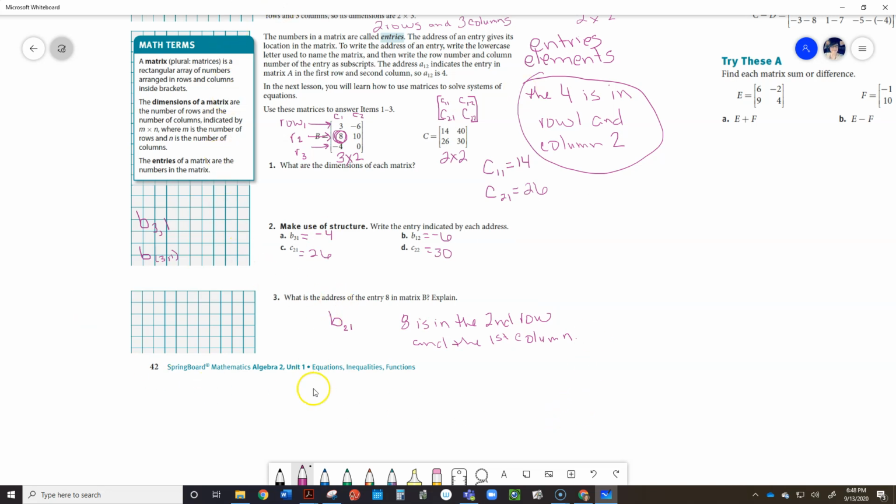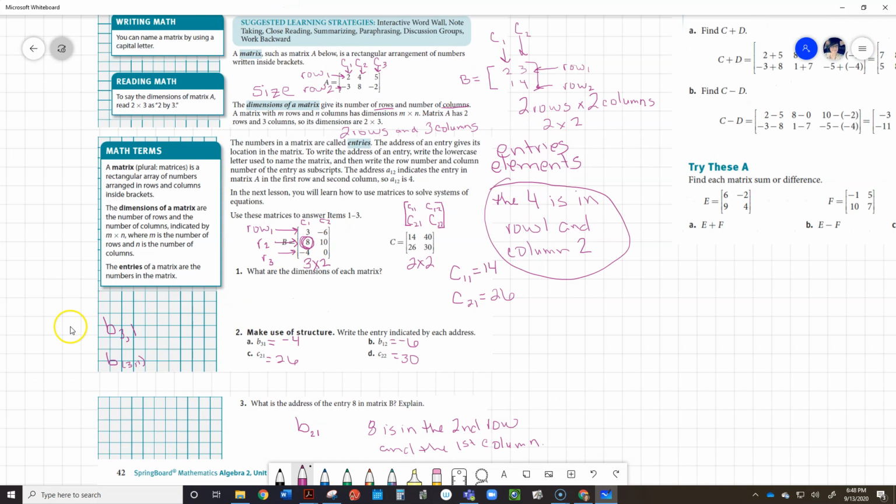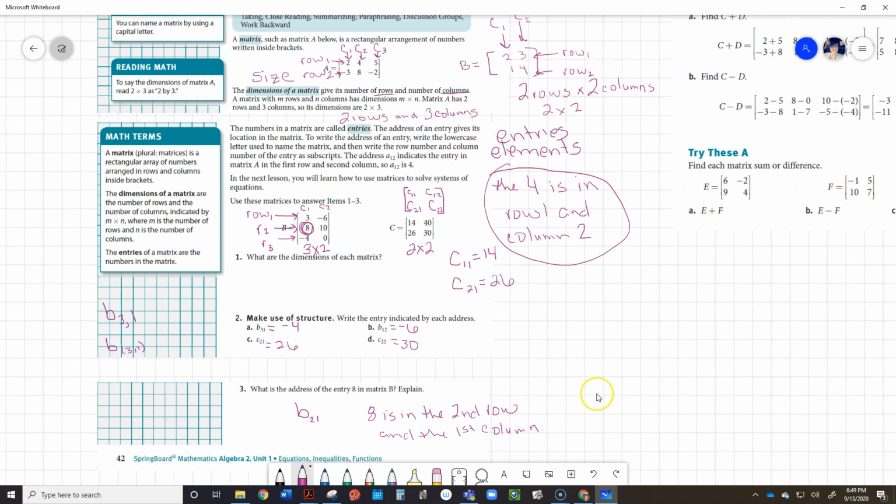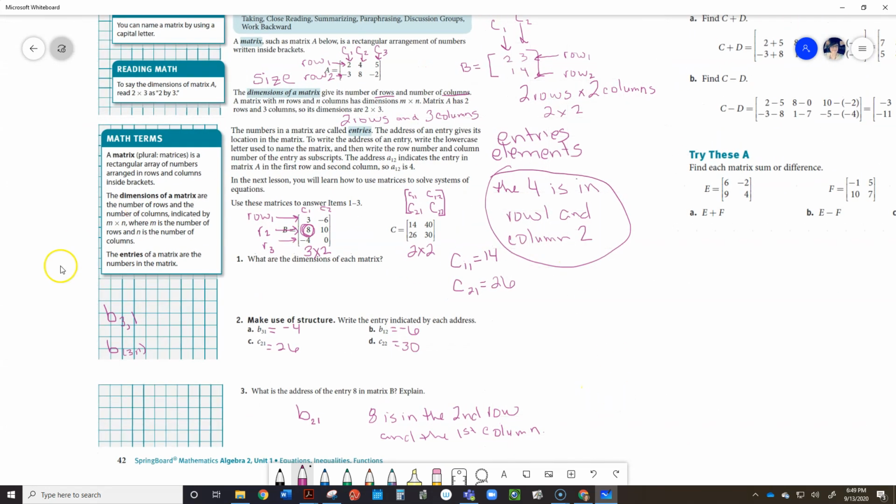So that's how you write a matrix. It's just an arrangement of numbers in rows and columns, and we surround it by brackets. And this is the way we talk about the entries or the elements of a matrix. Its address is its location by its row and column, and that's just a basic introduction. I'm going to go ahead and stop this video before I teach you how to add and subtract.